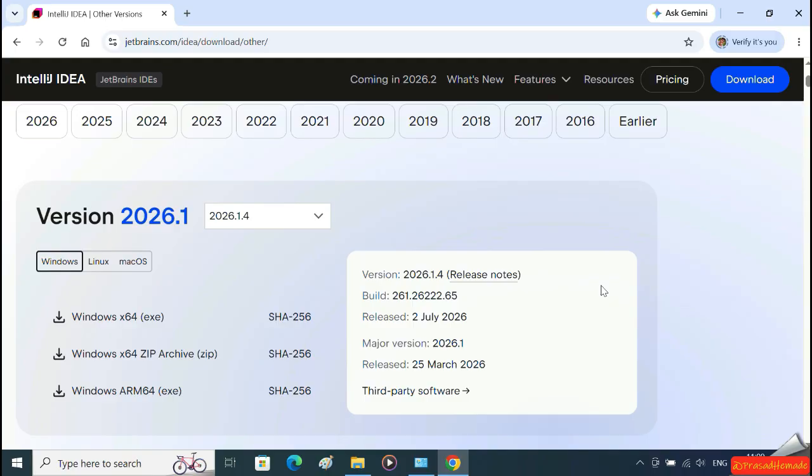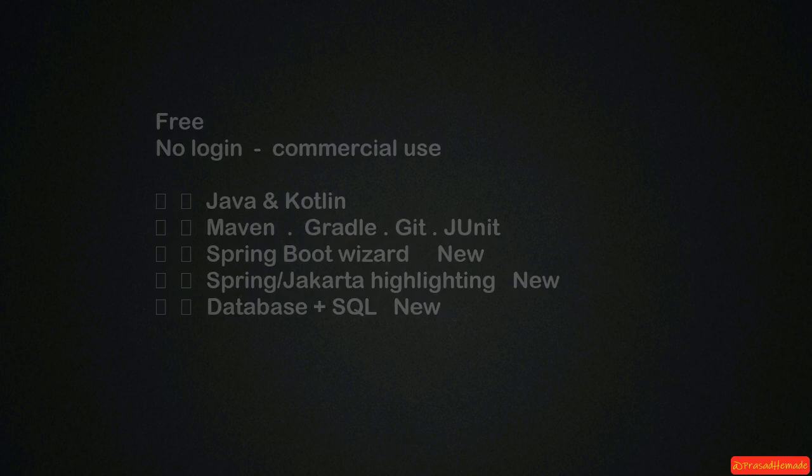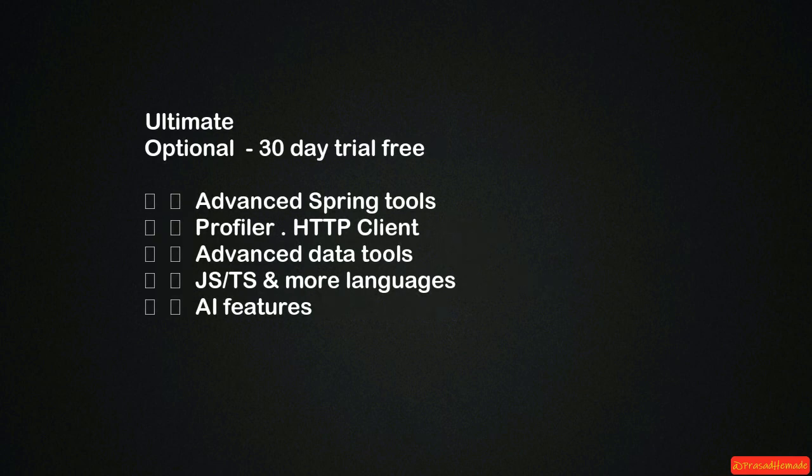The answer is no. Everything that was free in Community Edition is still free for personal and commercial use. And the good part is you get more free features than before. The earlier full Java and Kotlin is there. Maven, Gradle, Git, JUnit. Plus a new free Spring Boot Wizard, Spring and Jakarta highlighting, database plus SQL. All of them are present for free, whereas the Ultimate or the paid edition has different additional features like Profiler, HTTP client, AI and other languages like JavaScript with a free 30-day trial.